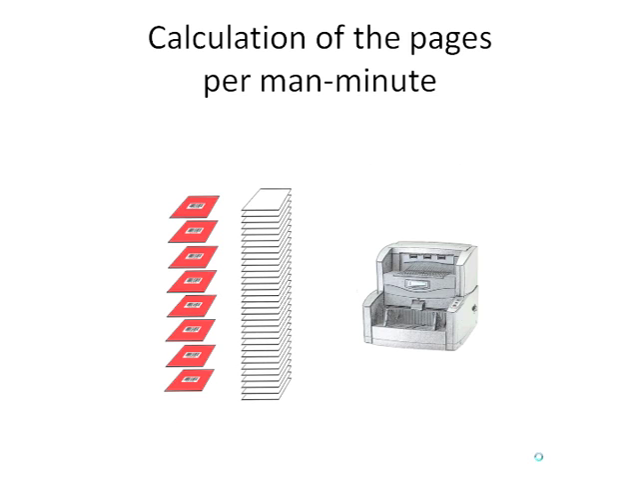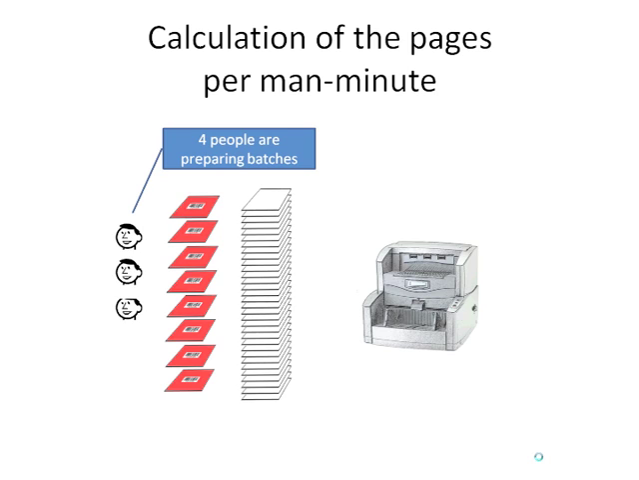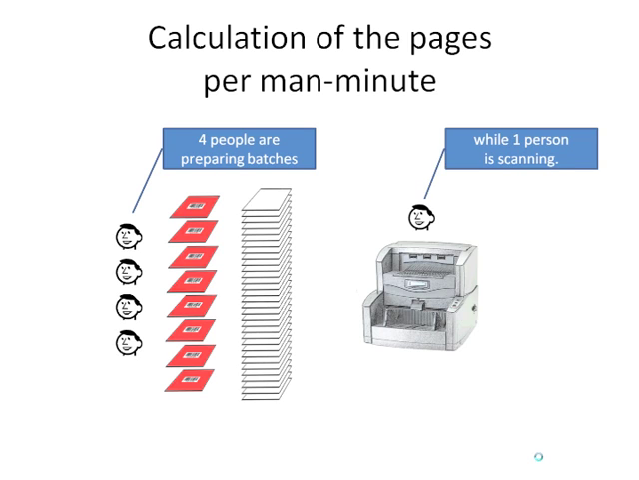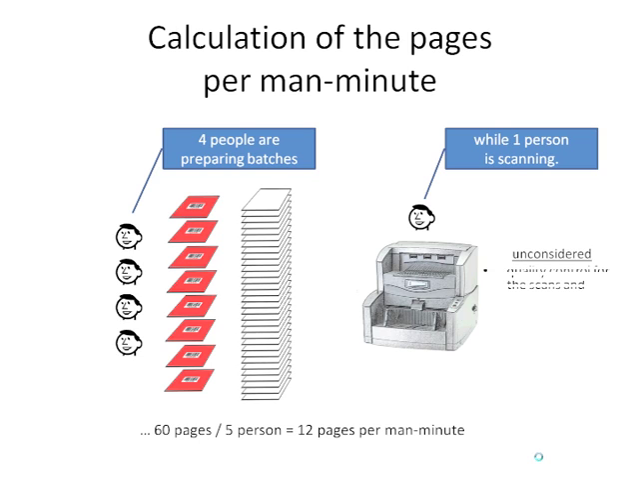Let's go ahead. We need at least 4 people who are preparing the batches, and we need 1 person who is scanning. So that means that we have here a net throughput of 12 pages per man-minute. And all this is not taking into account that we maybe need a quality control for the scans, and we have to sort out the barcode pages as well.